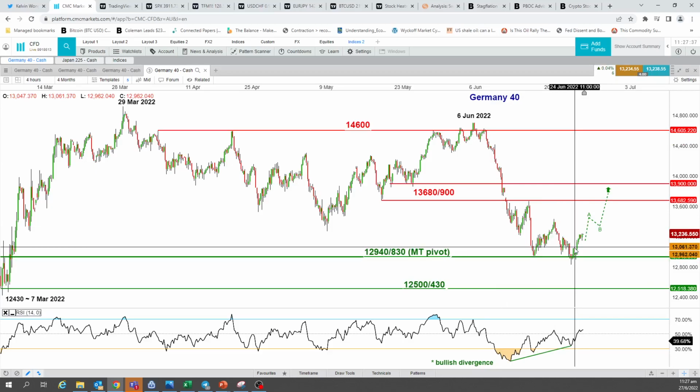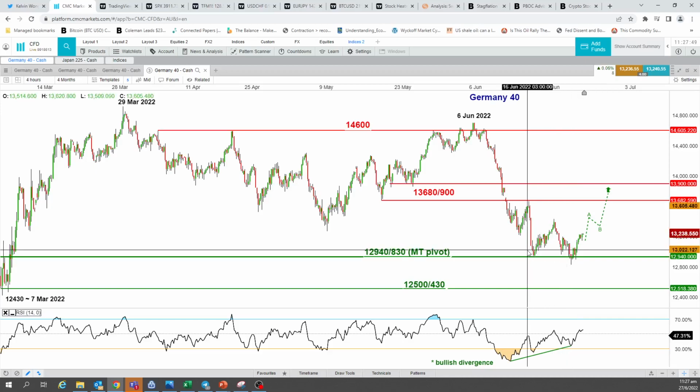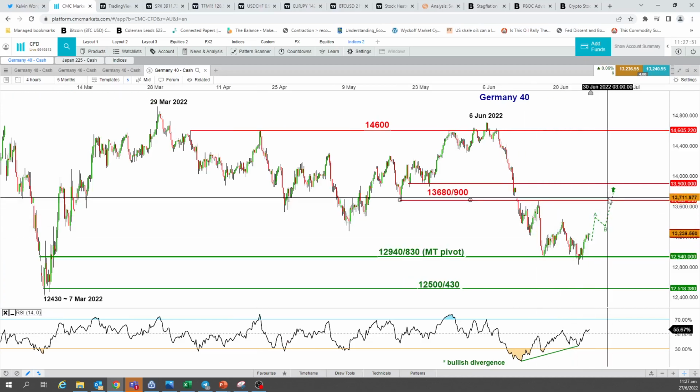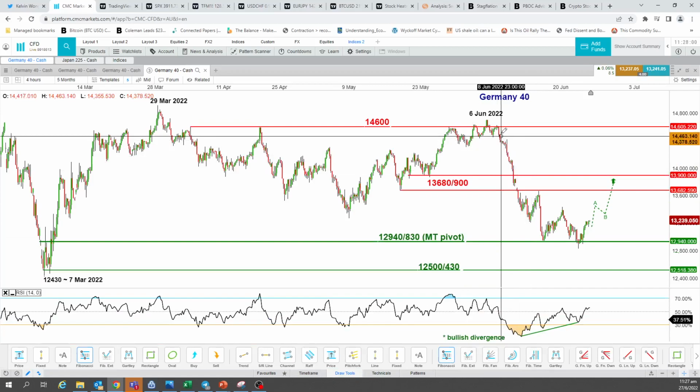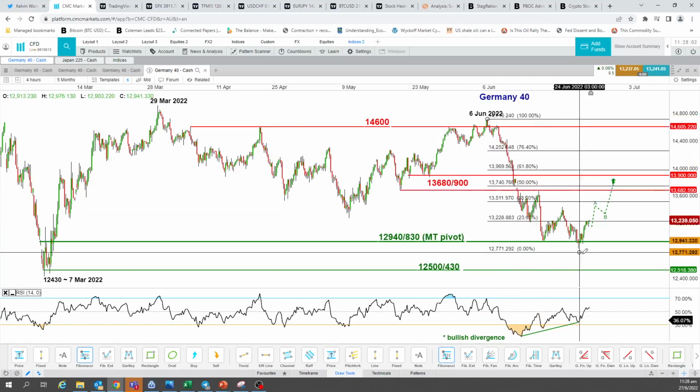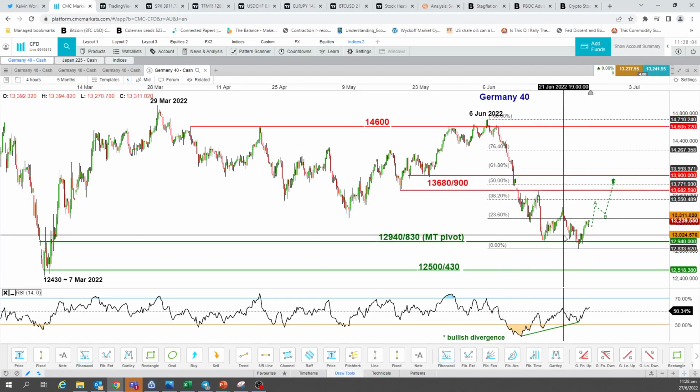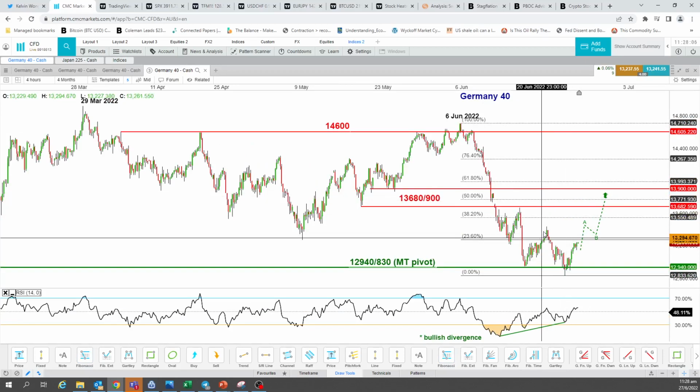So we actually have a stronger case to turn bullish for this week right above 12,940 slash 12,830, to play at least a short-term bounce within this messy range configuration towards the resistance at 13,680 slash 13,900 level, which is also the Fibonacci retracement taken from the high of 6th of June all the way down to last week's 23rd of June low. Okay, close to the 50% level.